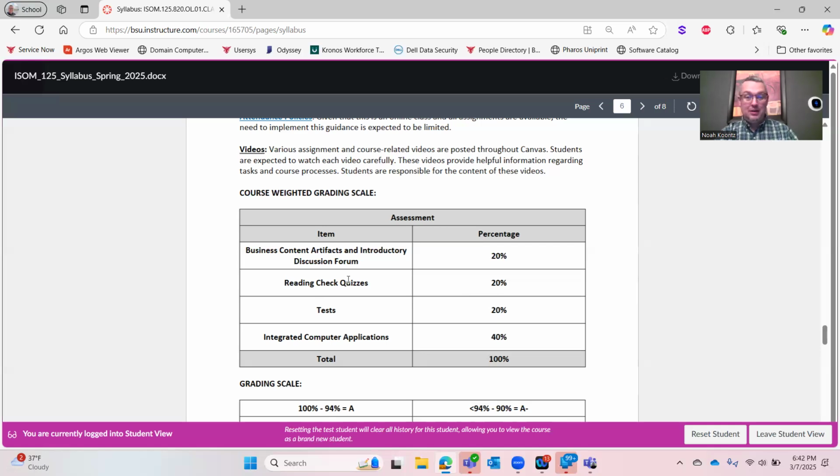Furthermore, yet another 20% will be the tests in this class. There's a couple of those. And then I told you that the integrated computer application assignments, you need to take these dead seriously. These are worth 40% of your grade. If you either mess up on an assignment or worse, you don't turn them in, this is going to snowball on you very quickly, and your grade is going to be seriously and severely impacted. So please make sure that you're doing the work. If you have any questions about that, please come see me.